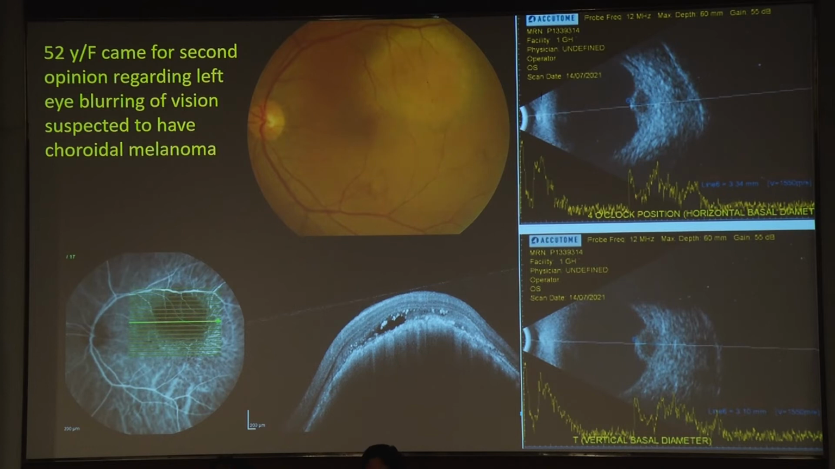I think this was a 52-year female who again was diagnosed to have kind of amelanotic choroidal lesion, probably of tubercular origin. She was on 6 months of anti-tubercular treatment. However, there was no response to anti-tubercular treatment. All the investigations, at least the imaging modalities, showed it to be a kind of amelanotic variant of choroidal melanoma. However, the patient insisted on biopsy before going for any kind of plaque radiation treatment.